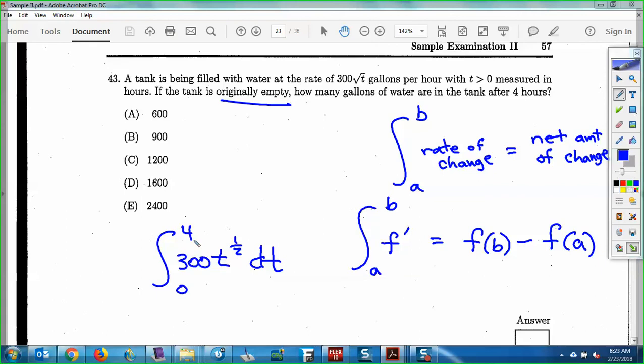Now, what we'll find out is we'll have to be careful about how this is worded. If the question is how many gallons of water went in during the 4 hours, not how much is in the tank, if it's how many gallons went in during the 4 hours, then that would be the net amount of change.